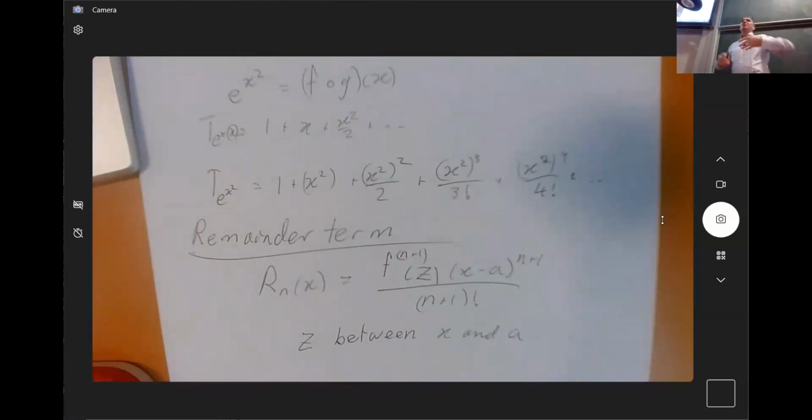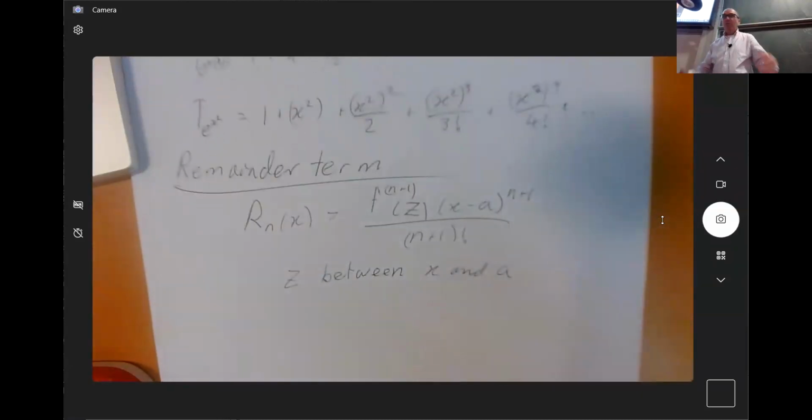So these are tremendously powerful techniques. And this remainder term is the reason we can say we've got that level of accuracy. We can say, hey, this remainder term is this small, therefore this thing is accurate to that number of digits. So that's how we know how accurate we've got this thing.